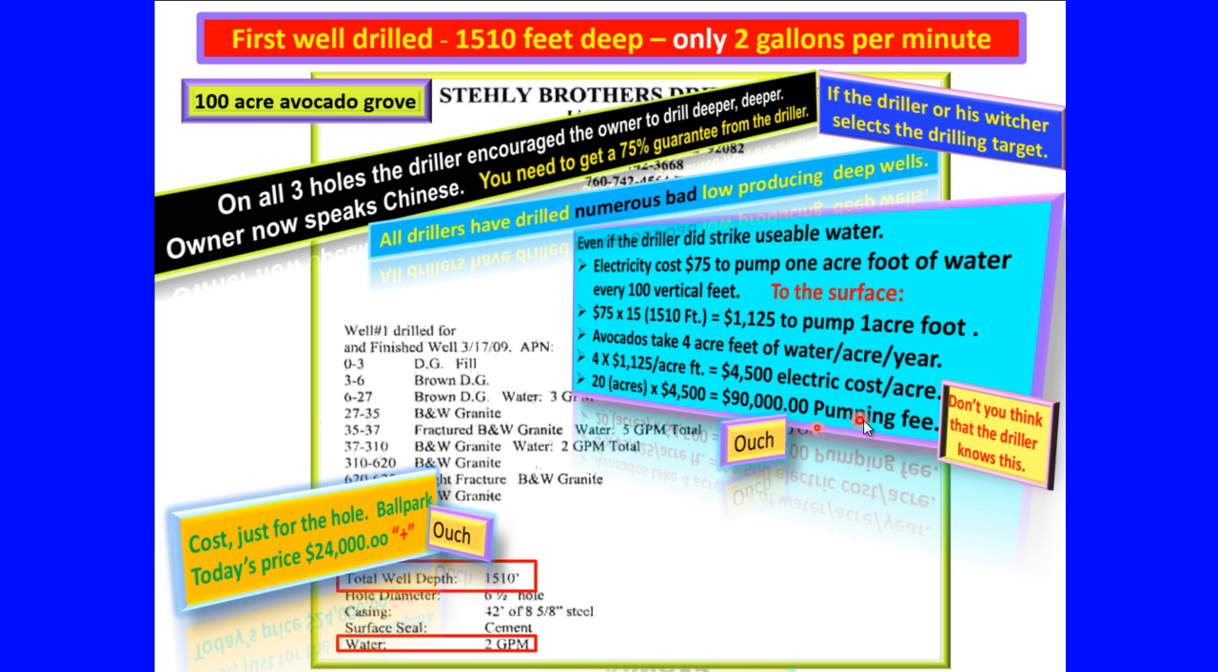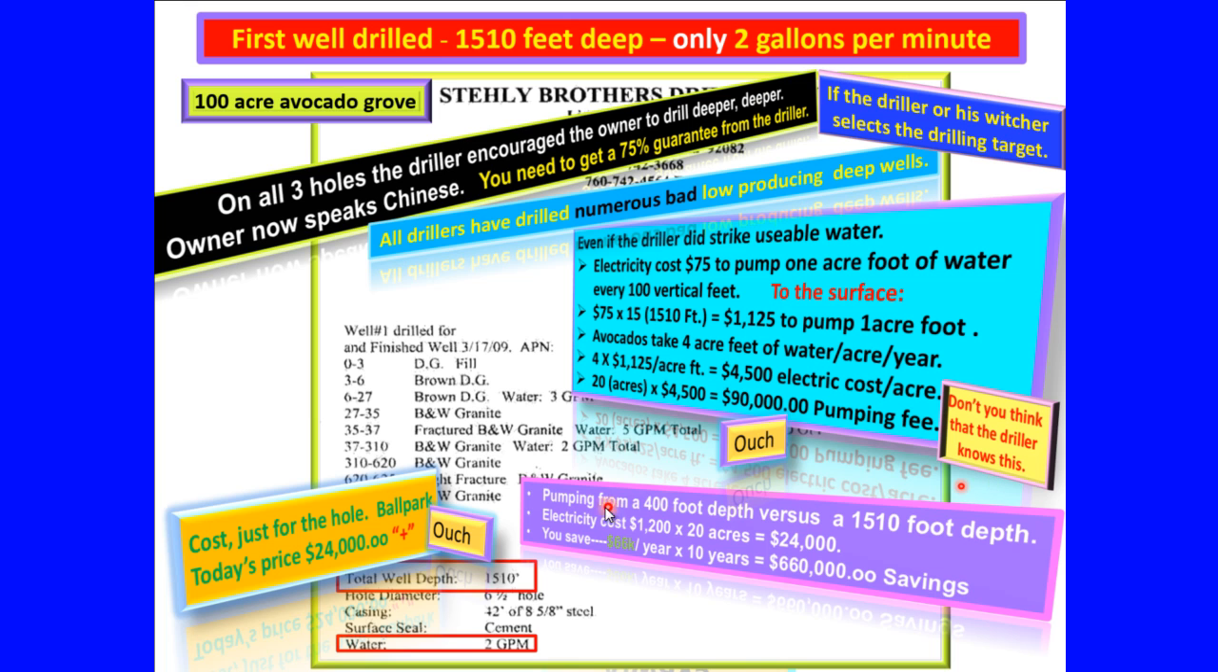Ouch! Don't you think that the driller knows this? Pumping from a 400-foot depth versus a 1,500-foot depth, electricity costs $1,200 times 20 acres equals $24,000 per year. You save $66,000 per year times 10 years equals $660,000 savings. Or you can make the driller rich.